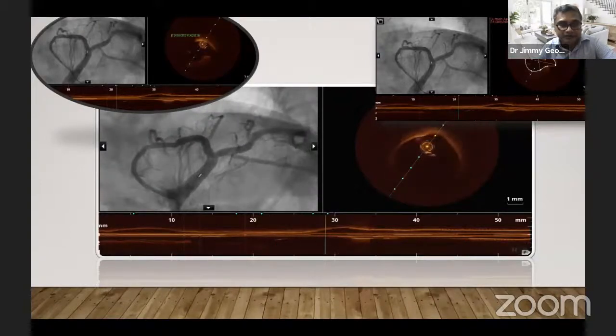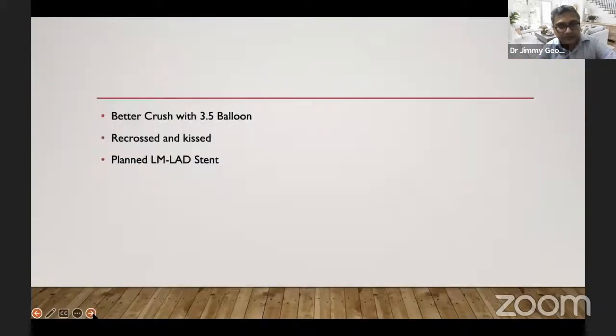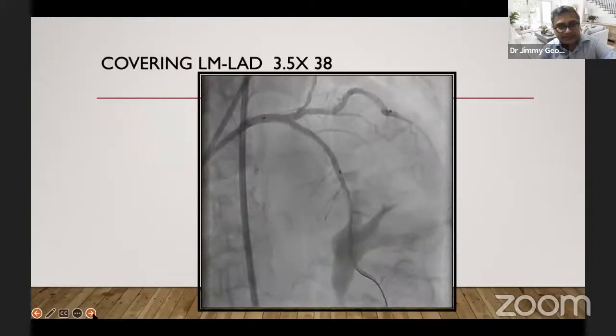Now the confusion was, imaging has slightly made it worse, but we have had cases where a quarter of a quadrant of dissected flap was left alone, as it is supposed to be, but came back with LM occlusion or near total occlusion. So that was a difficult scenario for decision making. We thought we'd better crush it properly, recross it, kiss it, and plan an LM-LAD stenting. That was the strategy planned.